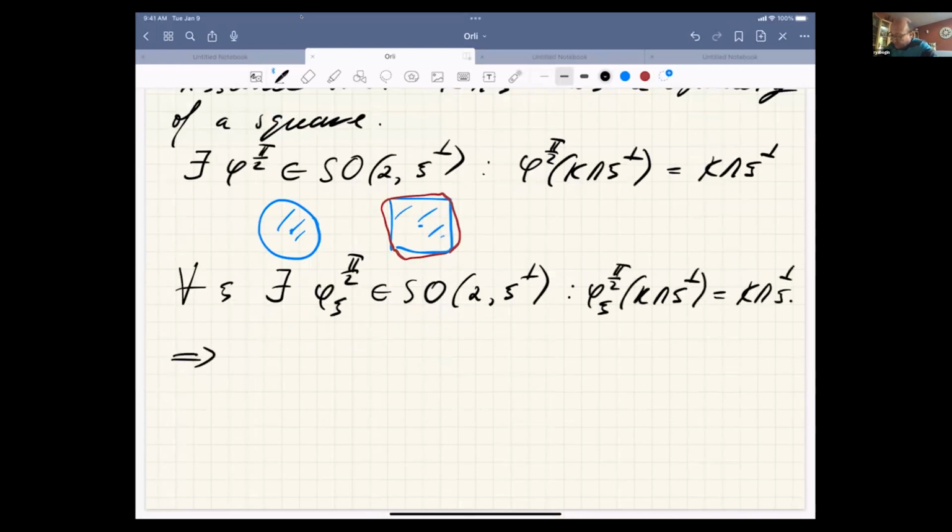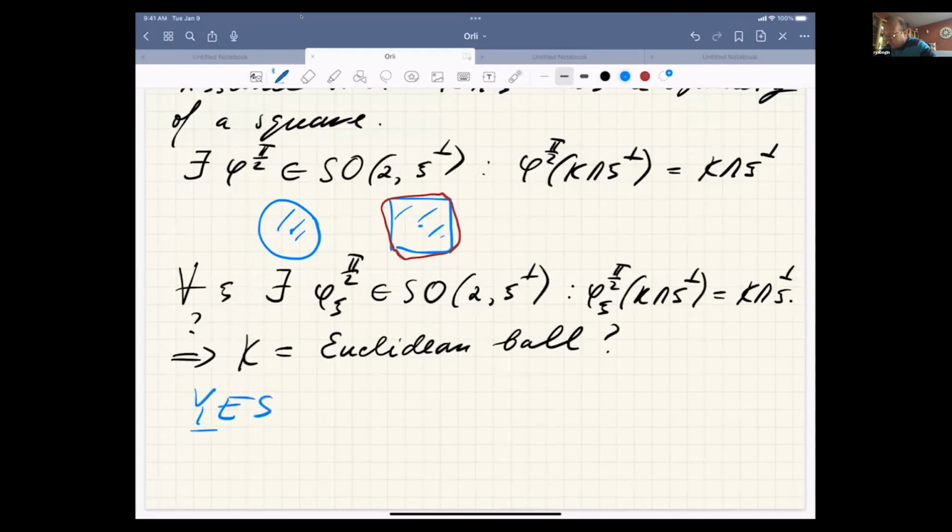The question is, does it follow that K is the Euclidean ball? Okay. So the answer is yes. This is not difficult in R3. In a moment, I'll give you the proof. But the main point of my talk is to show that this is also true in higher dimensions and to relate this type of question to other questions that are open. Okay, so how do you prove this in R3?